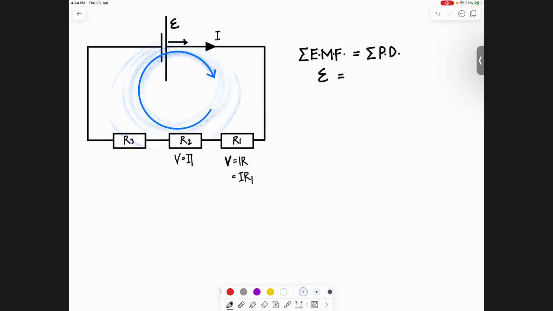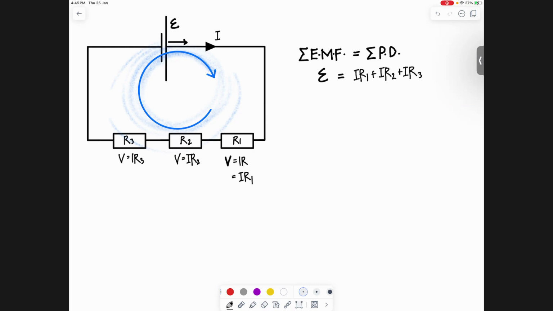I R2, because what's the same throughout the circuit? Current. What should the voltage here be? I R3. So if I put them all together, what is my sum of EMF going to be equal to? The sum of PD, which should be I R1 plus I R2 plus I R3. Do you agree? That's it. That's the equation.